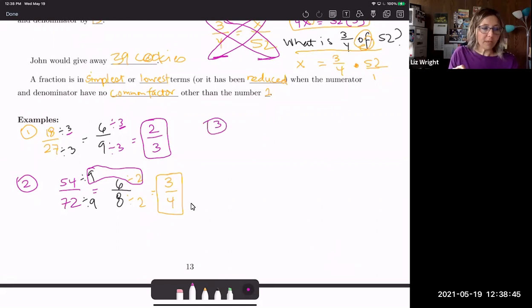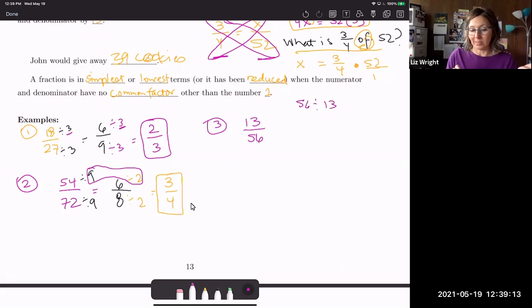Okay. Number 3, let's try this one. 13/56. So pause the video. I want you to think about if you can do this one on your own. What I'm thinking about is that the number 13 is a prime number. And so then I would be thinking about, okay, can I divide 56 by 13? Is it going to go in there equally?